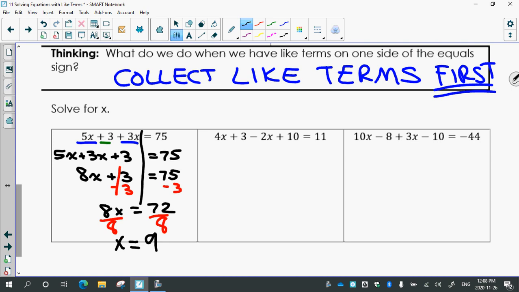Okay, give the next 2 a go. Okay, try the next 2. So select the like terms first, then reassess your equation, then solve it. Both of these have x's, and the squares are numbers. So your 2 x's are together, so it's 4 minus 2.